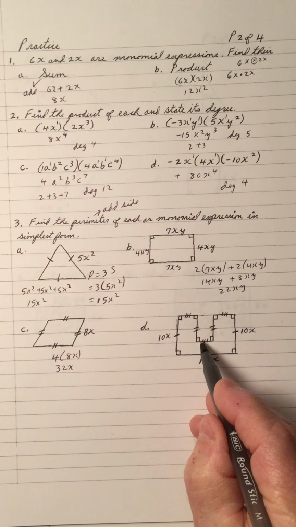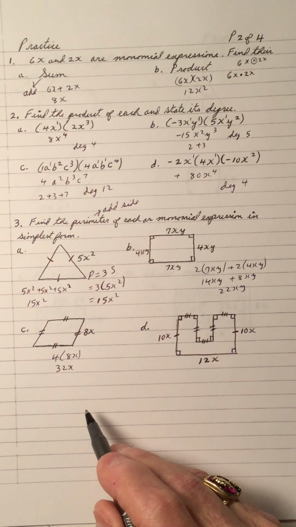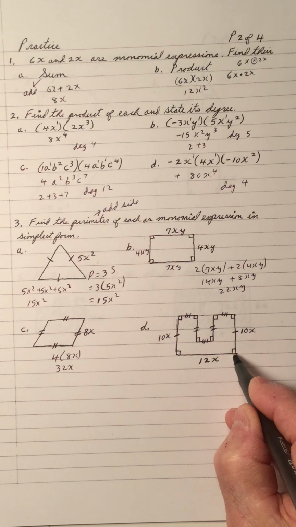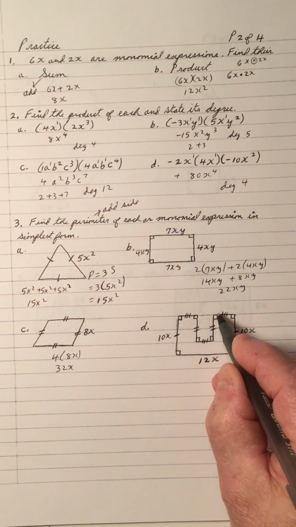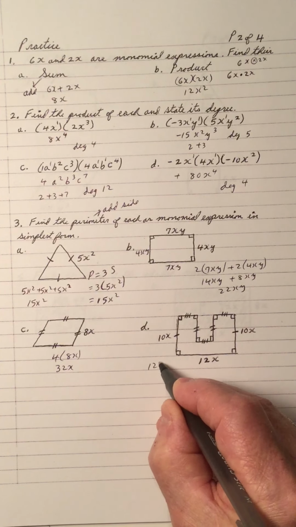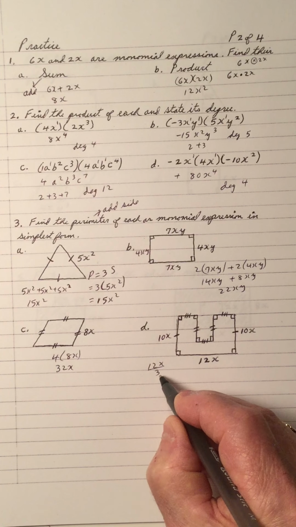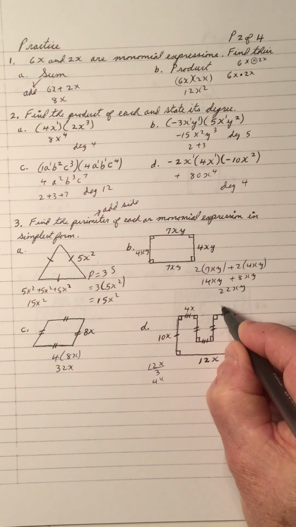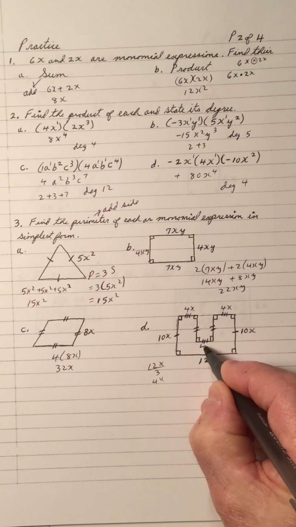And how do I get the length of this one, and this one? Well, if that's a 12x, and that equals that, that's 3 of them. So 12x divided by 3 gives you 4x. So that means that's 4x, and that's 4x, and that's 4x.